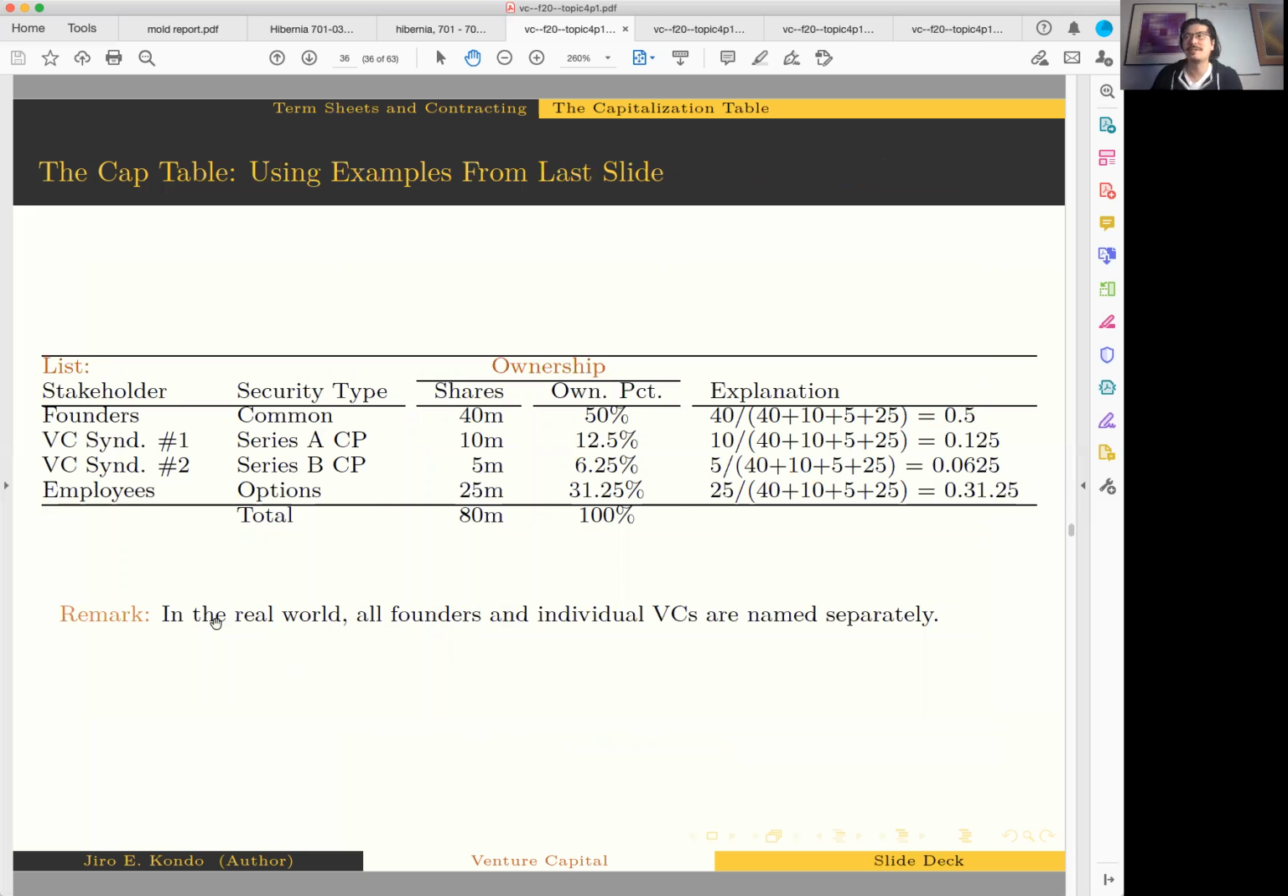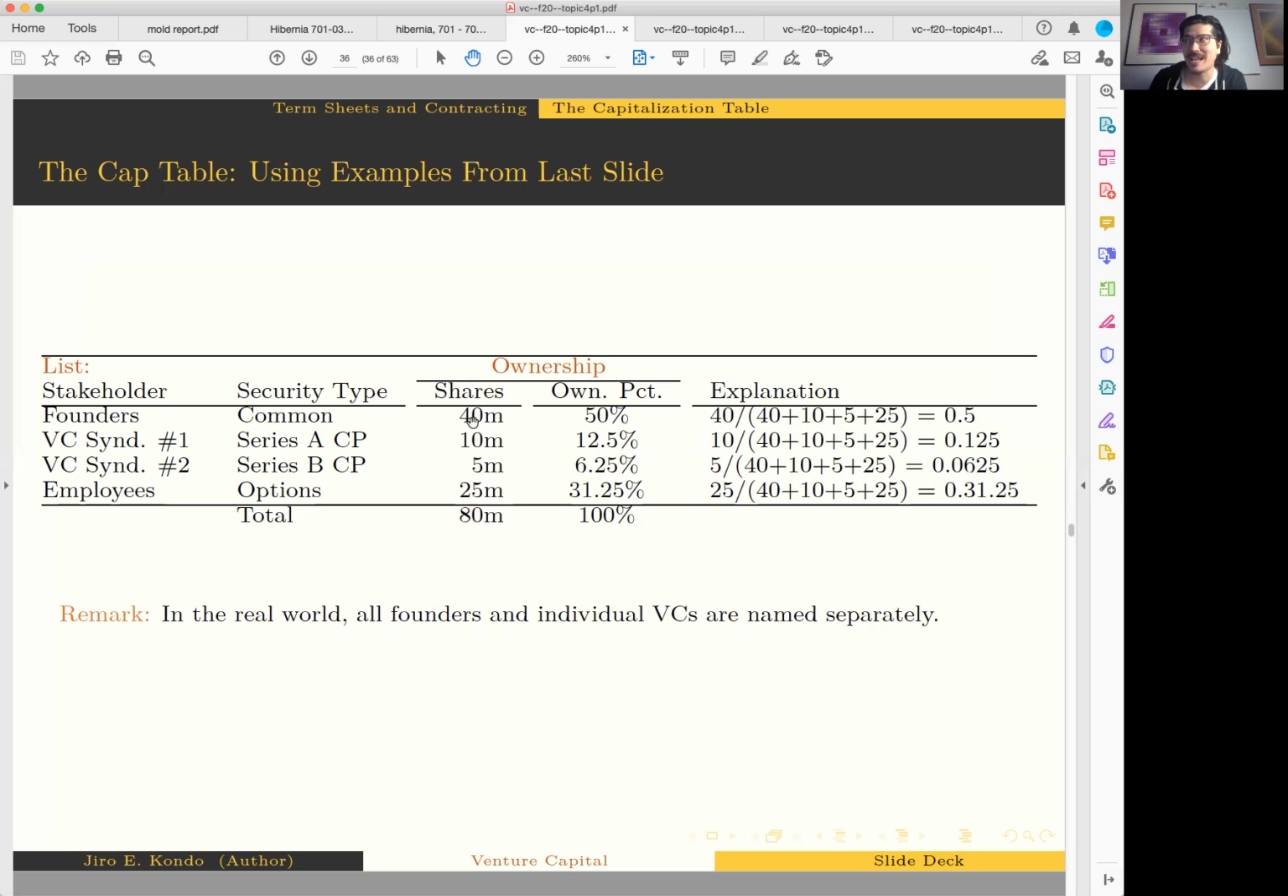So the cap table is what? Founders, on an as converted basis, how many shares are there in the company? Founders have 40 million. Series A has 10 million. Series B has 5 million. And employees have their 25 million shares because as converted means they exercise their stock options. Are we okay with that statement? So add all this up, that's 80 million shares.